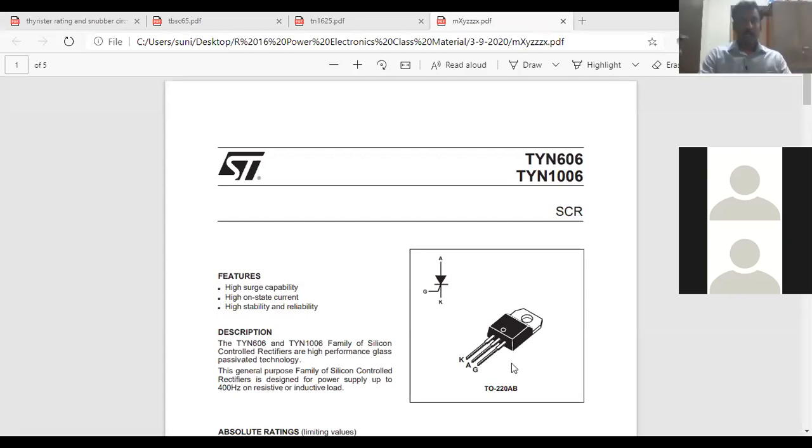So is the screen visible with the TYN 606? Yes, sir. Is the screen visible here? Okay. So this is one of the specification sheets defined for the SCRs.